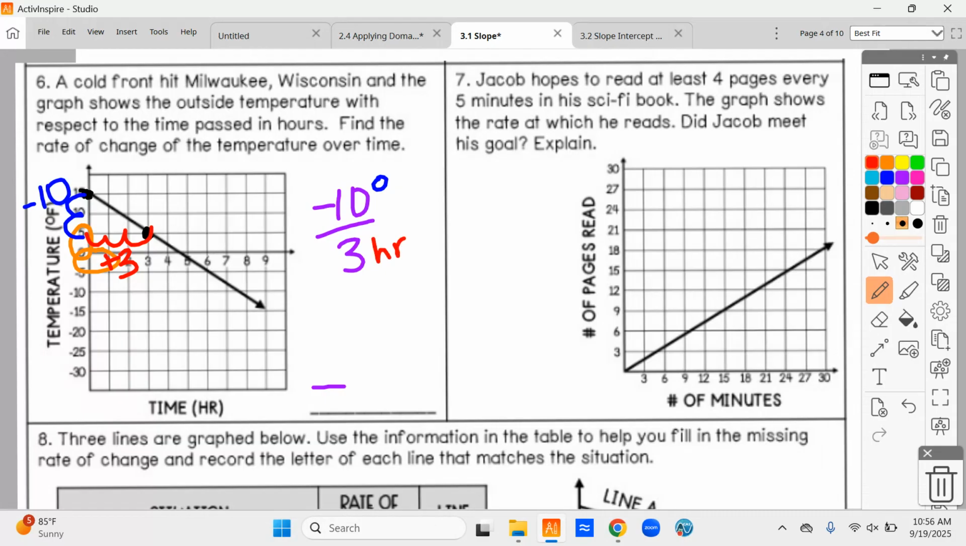Now, it seems silly to say that, 10 degrees every 3 hours. So if we simplify and get a decimal, we would get negative 3.33333, continuing, but we'd round to 3.3 degrees per hour. And that little slash line just means per. So the temperature is decreasing at 3.3 degrees per hour.